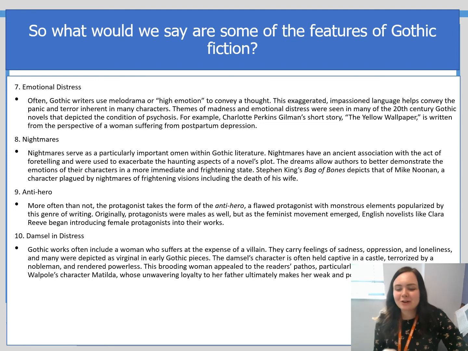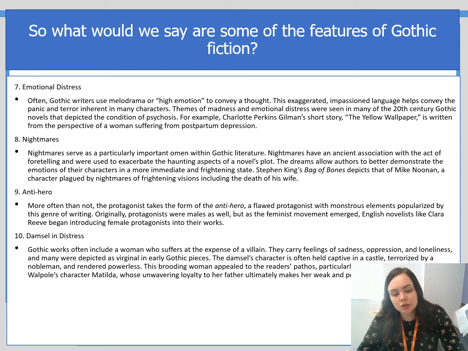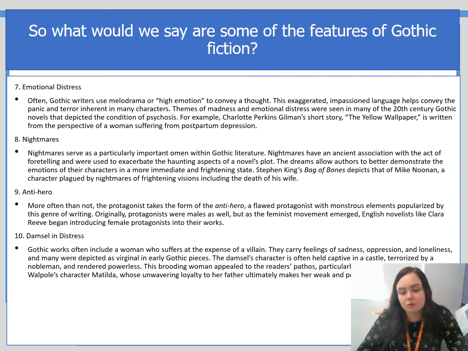And then number 10, a good old damsel in distress. So Gothic works often include a woman who suffers at the expense of a villain. They carry feelings of sadness, oppression and loneliness, and many were depicted as virginal in early Gothic pieces. The damsel character is often held captive in a castle, terrorised by a noble and rendered powerless. The brooding woman appealed to the reader's pathos, particularly Walpole's character Matilda, whose unwavering loyalty to her father ultimately makes her weak and a potential victim.